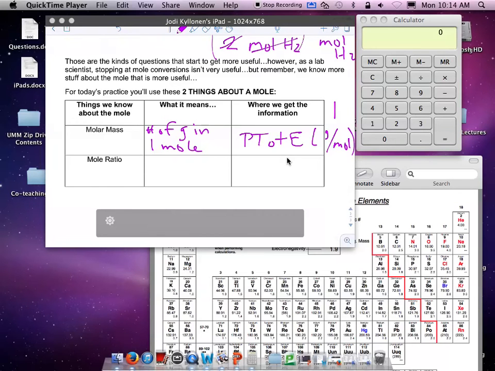So that's molar mass. Mole ratio is your number of moles of A equal to number of moles of something else. So different chemicals. So this is a ratio between one chemical to another chemical. Where do you get that from? Well, that's that thing we just learned. That's the balanced equation. So those are our things about stoichiometry.